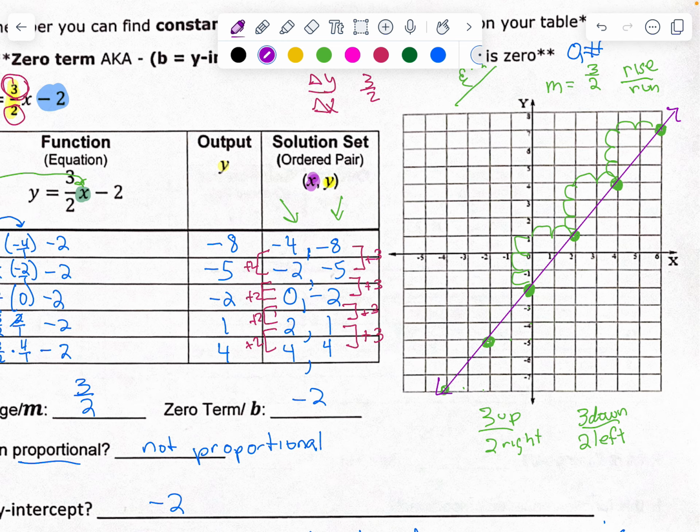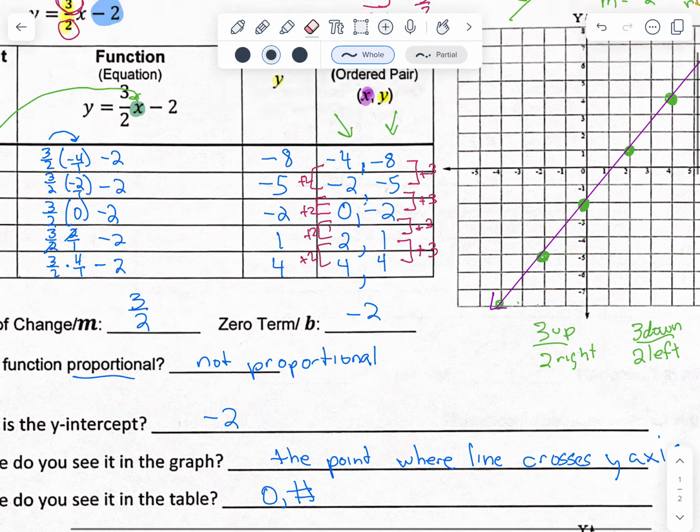If you didn't want to do it by slope and y-intercept, I could plot every single one of the solution set and it's the same thing. So it doesn't look crowded, I'm going to erase how I calculated slope. And there's problem 1.